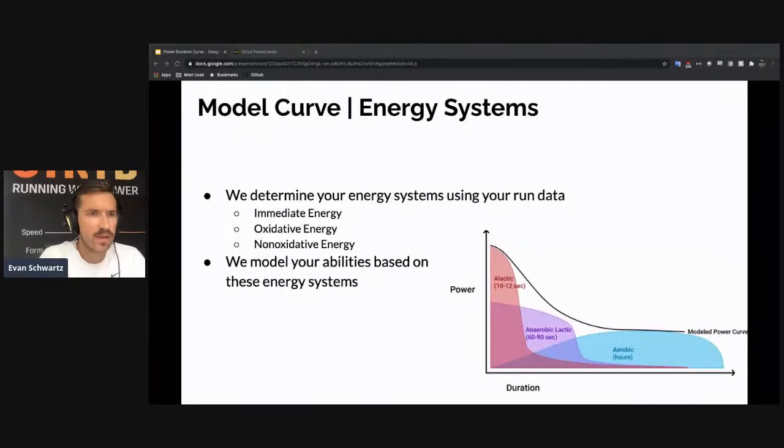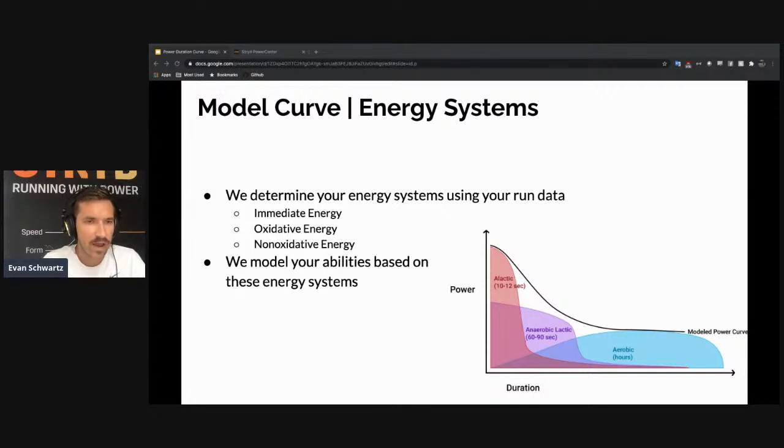Let's talk a little bit more in depth about the model curve and the energy systems. We determine the energy systems using your run data, so your actual run data, and it's broken down into sort of three different categories of immediate energy, oxidative energy, and non-oxidative energy. We model your abilities based on these three energy systems and kind of the ratio of how they go together.